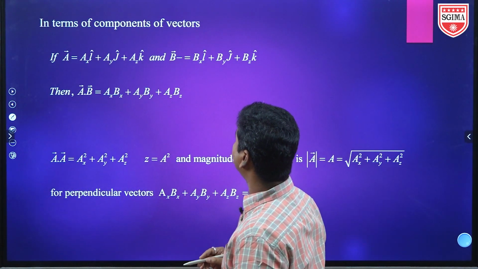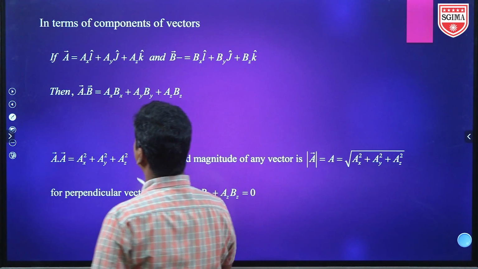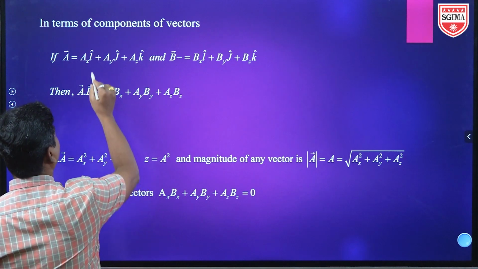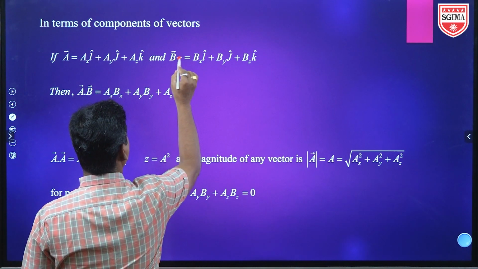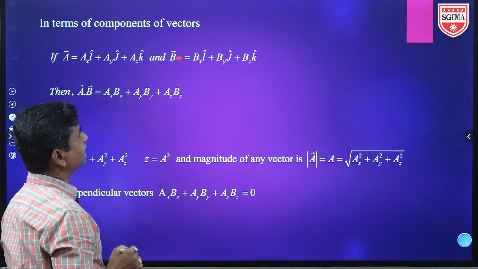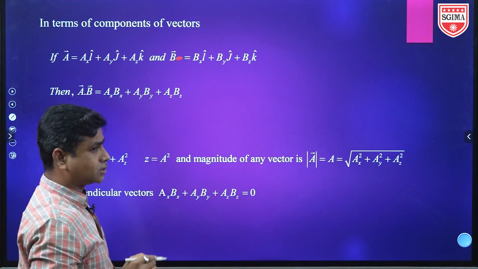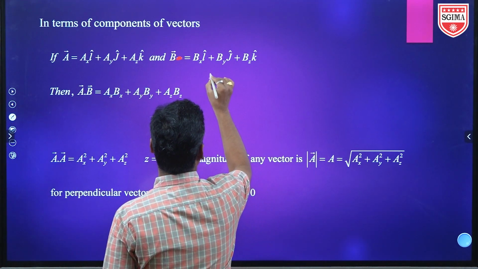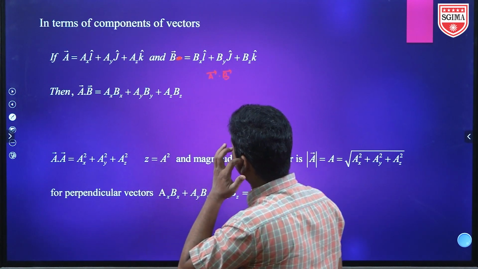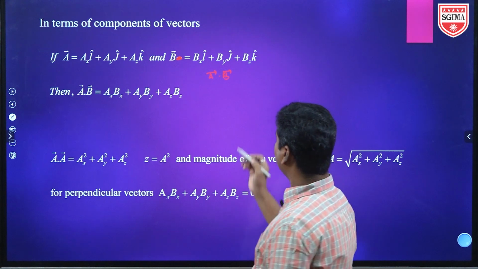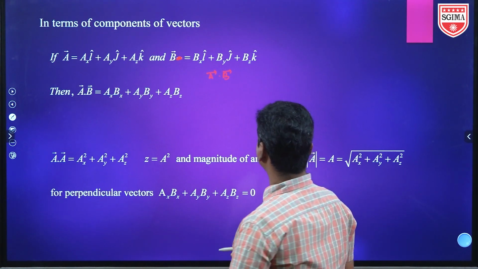Next, in terms of components of vectors, we will see: if a bar equals ax i cap plus ay j cap plus az k cap, and b bar equals bx i cap plus by j cap plus bz k cap. Let us calculate the dot product of these two vectors. Here two vectors are given: ax i cap, ay j cap, az k cap, and b bar given as bx i cap, by j cap and bz k cap.